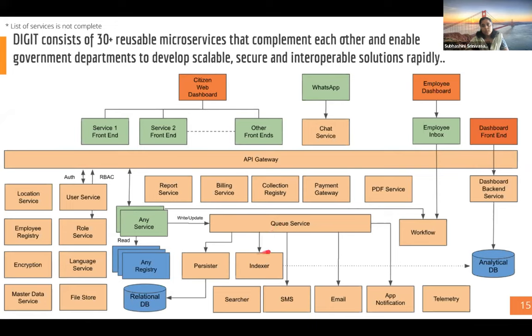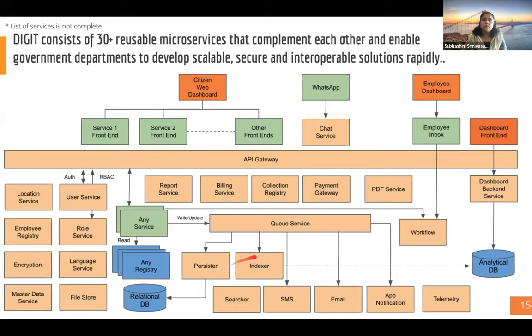The other important piece here is the indexer. You can see that there is an RDBMS and there is also an analytical database. So we've got a separation of transactional versus OLAP database. The persister pushes the data into the RDBMS. The indexer pulls the data from the queue at the same time, real time, and pushes it into Elasticsearch, which is our analytical DB. So there is no ETL, batch load, etc. Everything happens real time, live.